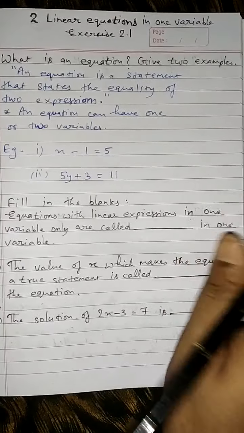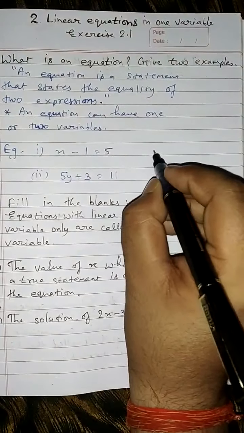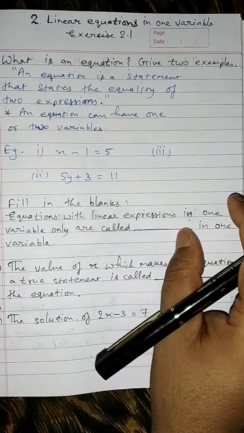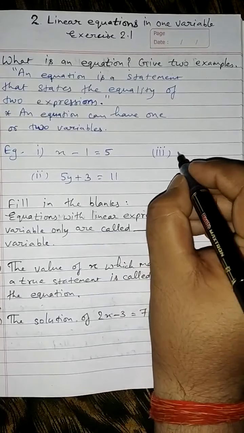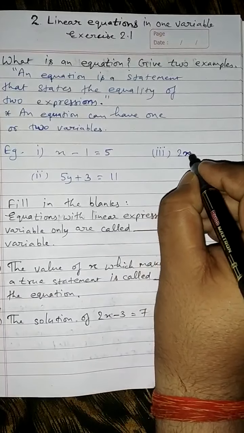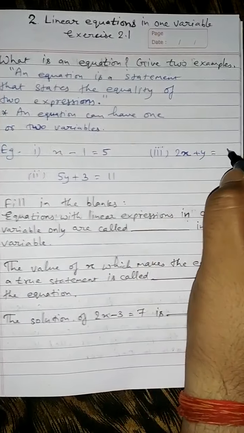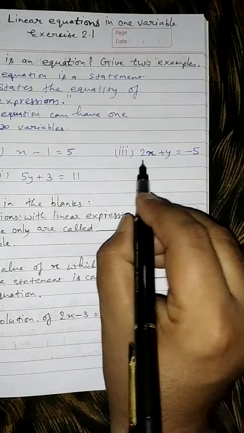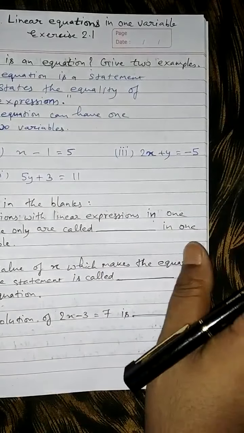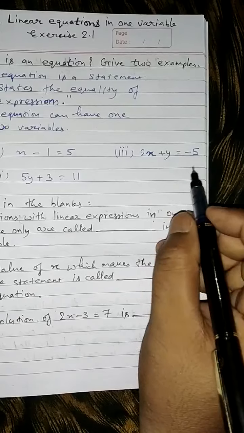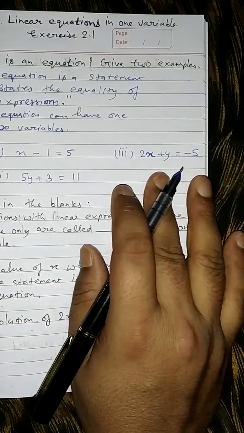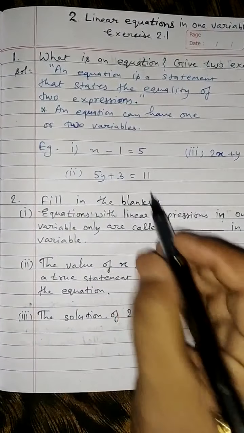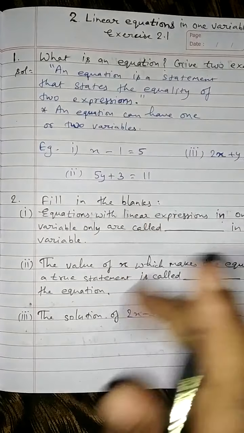Okay, and I am going to write one more example that is not in your course. It looks like this: 2x plus y is equal to minus 5. This is called linear equation in two variables. Now in this class this is not in your course. Okay, in this chapter you have to study only up to this extent.